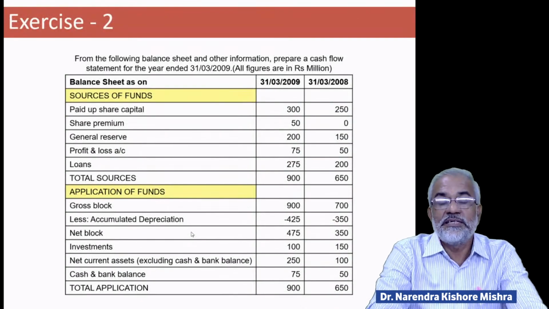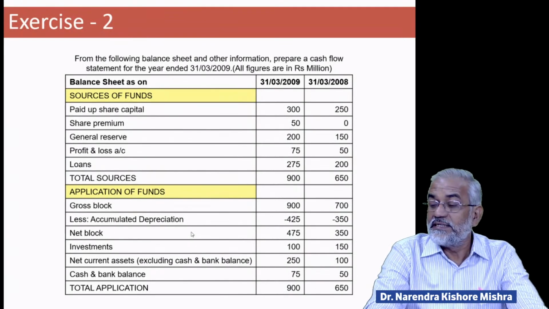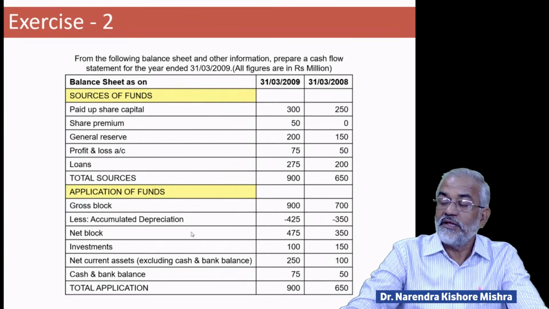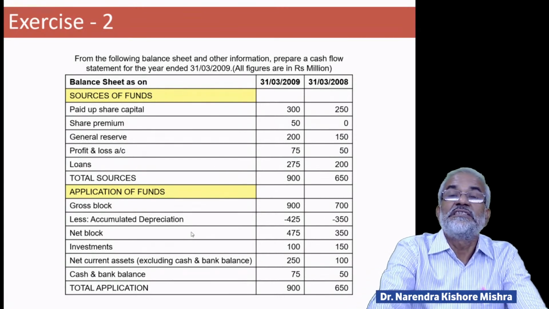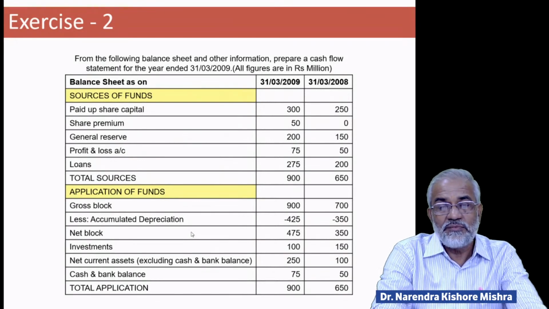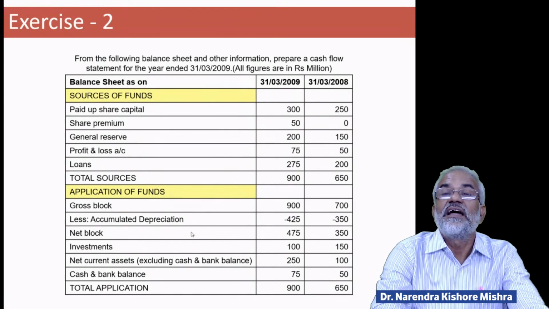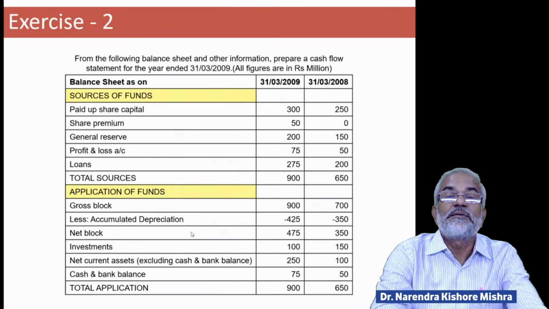Here, look how the cash flow statement is being prepared from the balance sheet. When the balance sheet is given from which the cash flow statement has to be prepared, the balance sheet must be of consecutive two years. Here the figures have been given in respect of 31st March 2009 and 31st March 2008. The share capital, the share premium, the general reserve, the profit and loss account, and the loans are given.